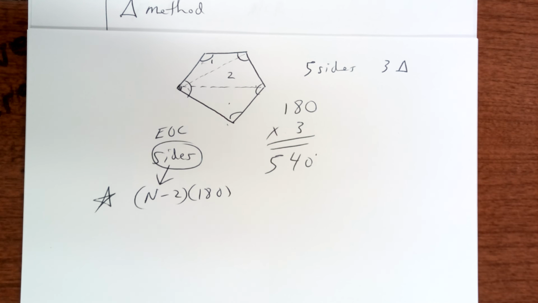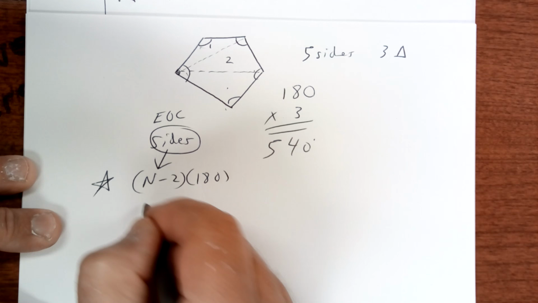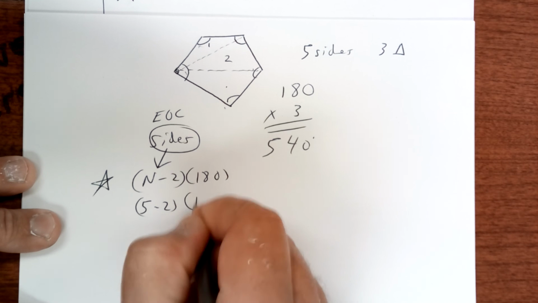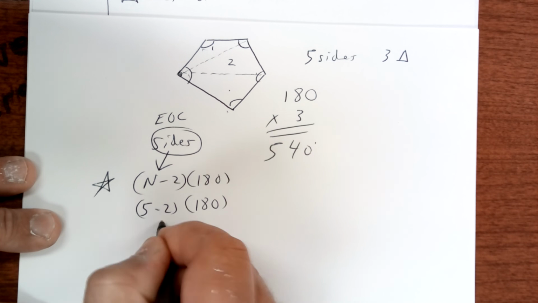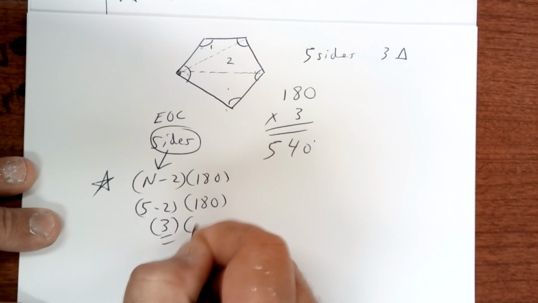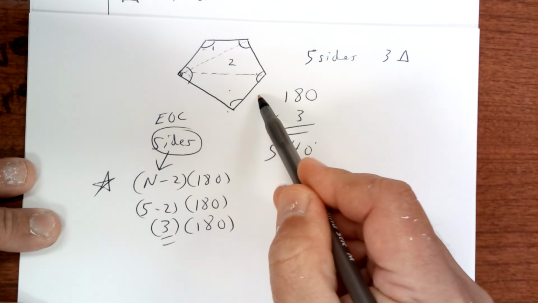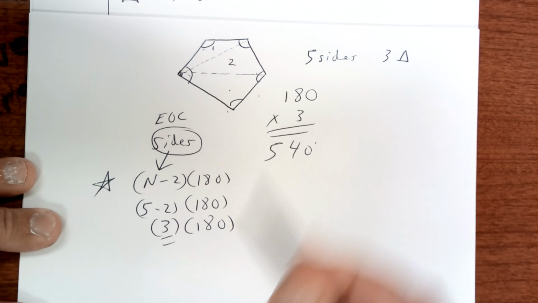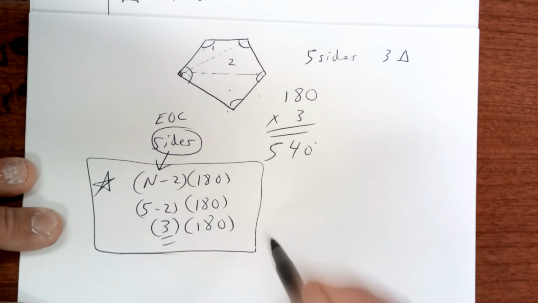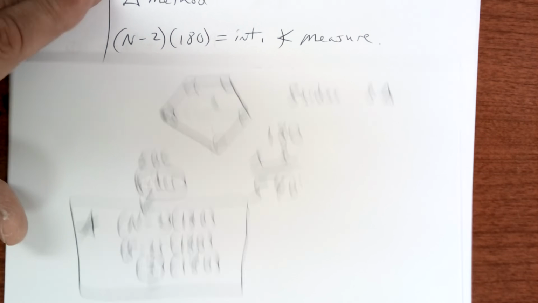So if we take 5, you'd have 5 minus 2 times 180, which is every triangle, and you would end up with 3 triangles. So this is called the shell method, and this is called using the formula. And I want you to know both. All right, let's move on.